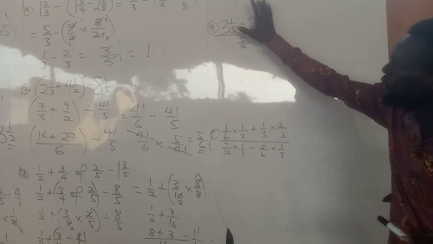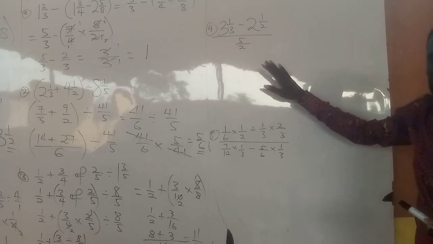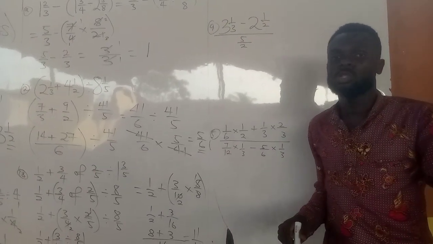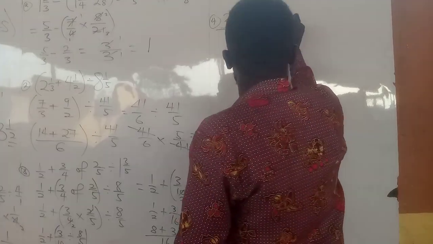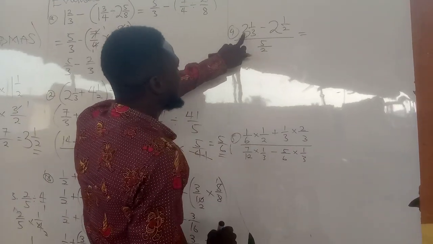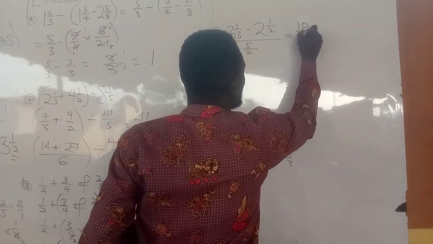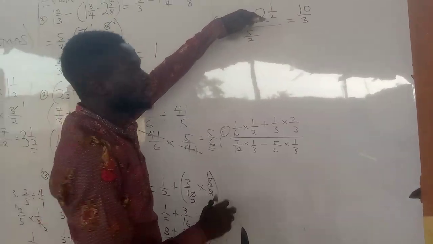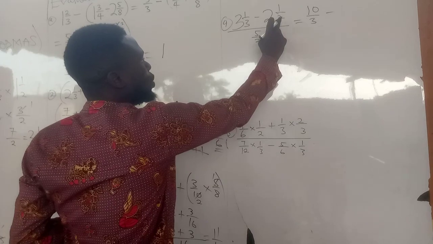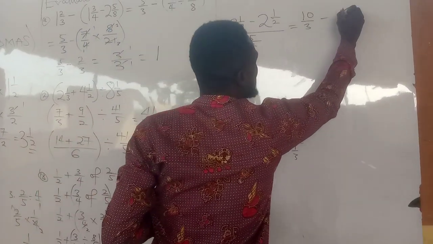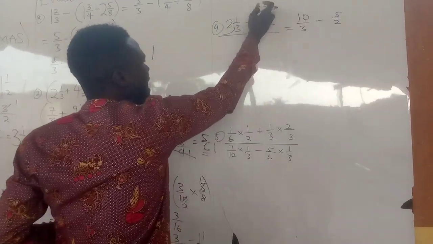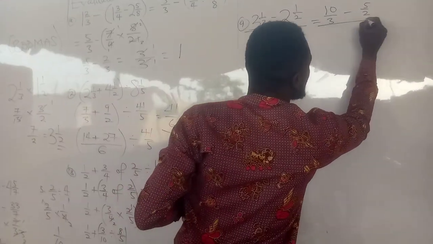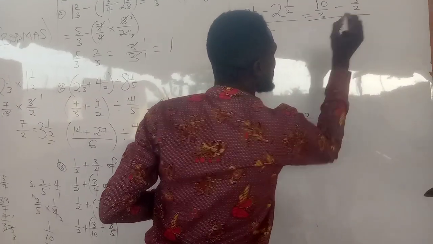Now look at this. Remember, if you are solving and there is a mixed fraction, change it into improper. So let's change this into improper. 3 times 3 plus 1, that is going to give me 10 over 3. Remember, I'm working for the ones at the top. Minus 2 times 2 plus 1, this is 5 over 2. Now they are saying that all this is divided by this.